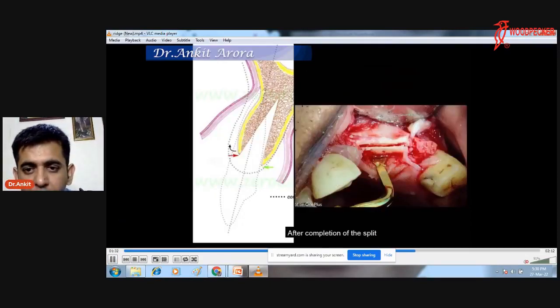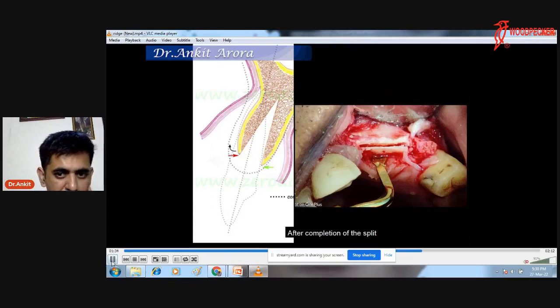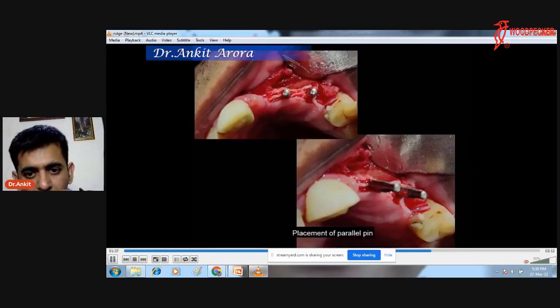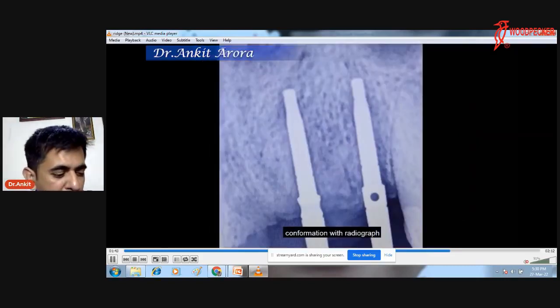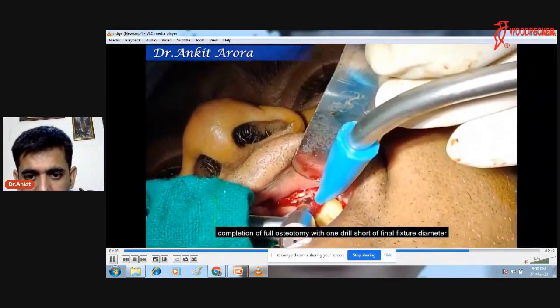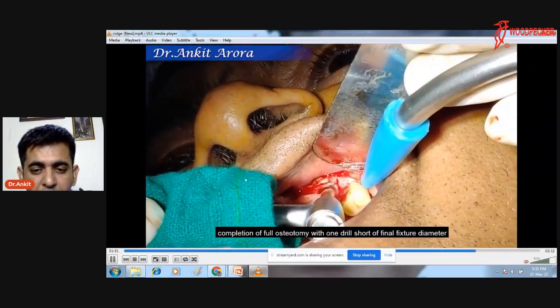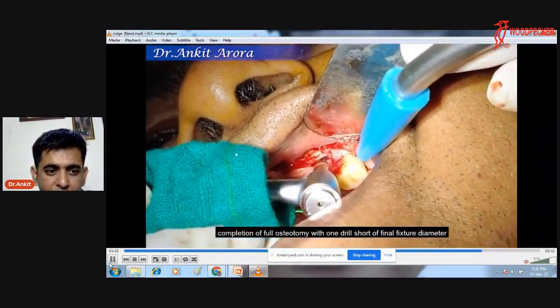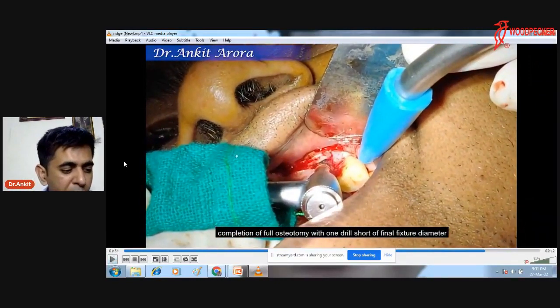Now you can see it here, and this is how it looks after the completion of the split. Now this is after placement of the paralleling pin, which you will see in the coming slide, and we confirmed it with the radiograph, right? And now we completed the osteotomy, and we make sure that we are putting it in the anterior maxilla, where bone is of D3 quality.